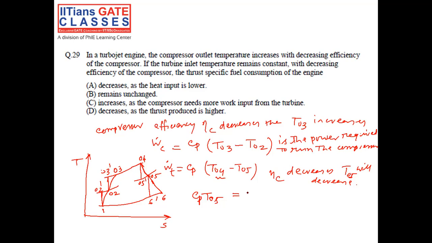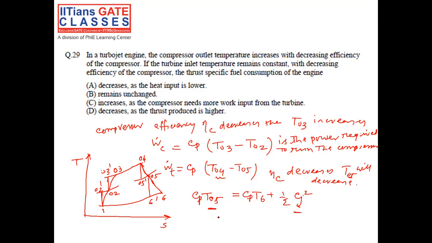So this will be nothing but Cp T6 plus half into Cj square, where Cj is the exit velocity, the exhaust velocity of the nozzle. So if T05 decreases, this Cj will also decrease, which means the thrust produced by the engine will decrease.